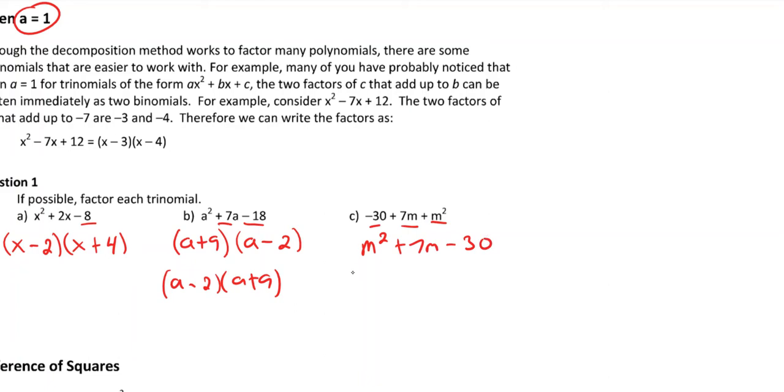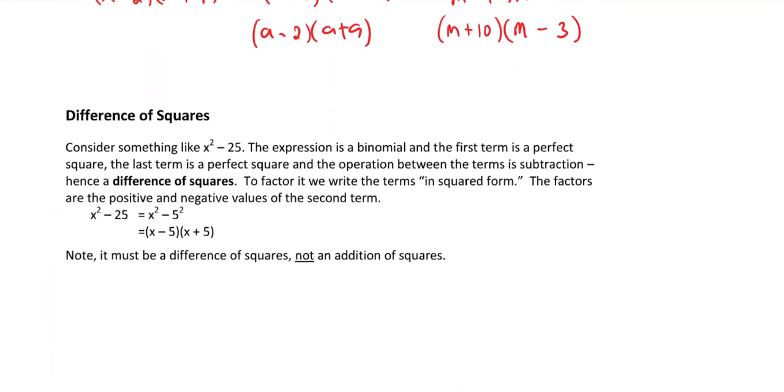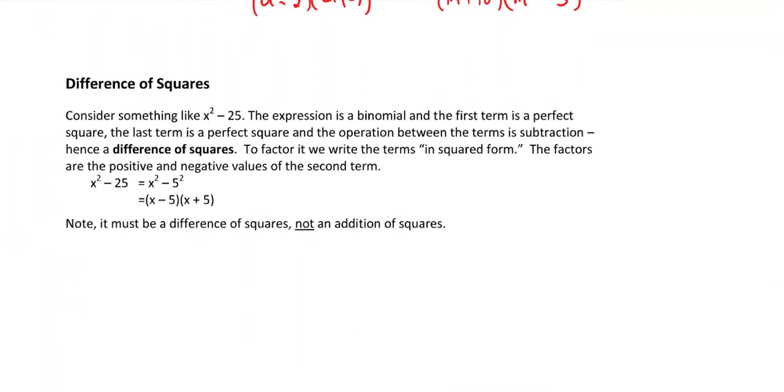Okay, and then I'm going to throw my brackets down. And they both get an m. And I'm looking for numbers that multiply to 30 and add to 7. 10 and 3. Okay, let's try that one. So 10 and 3. So they need to multiply to negative 30. So again, one's got to be negative, one's got to be positive. Right, so the 3 will be negative, the 10 would be positive there. Good. All right. The next special type of factoring is something called a difference of squares.